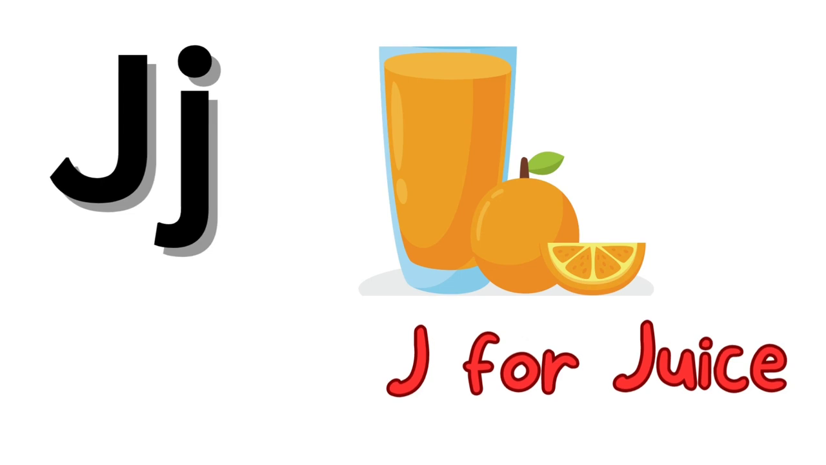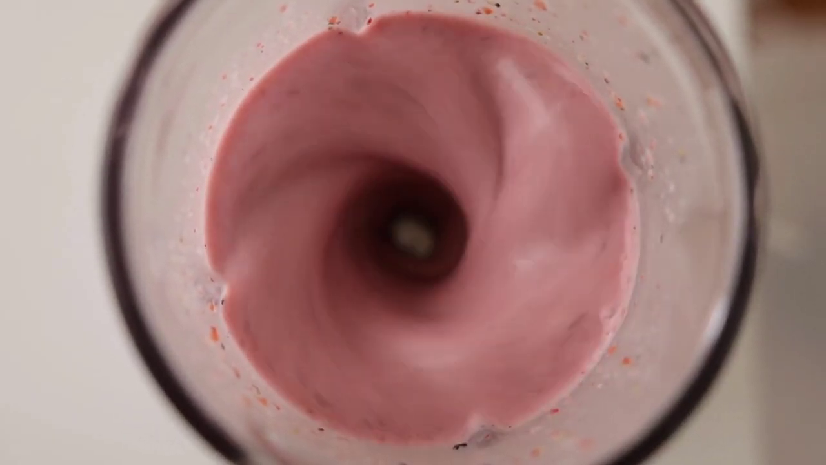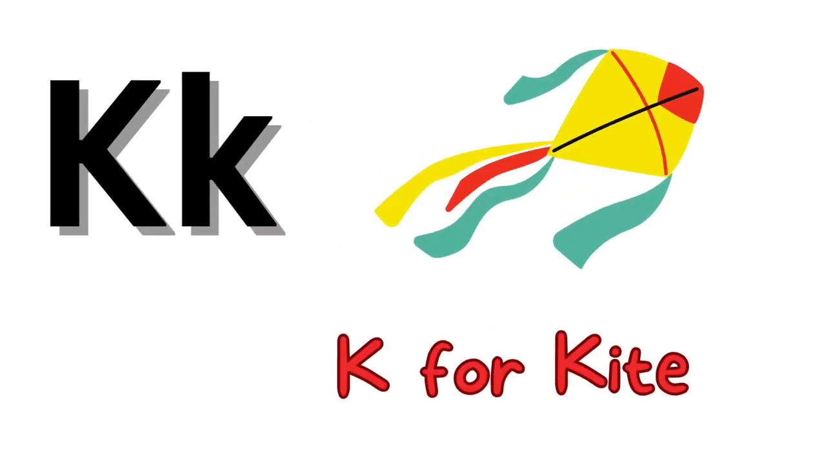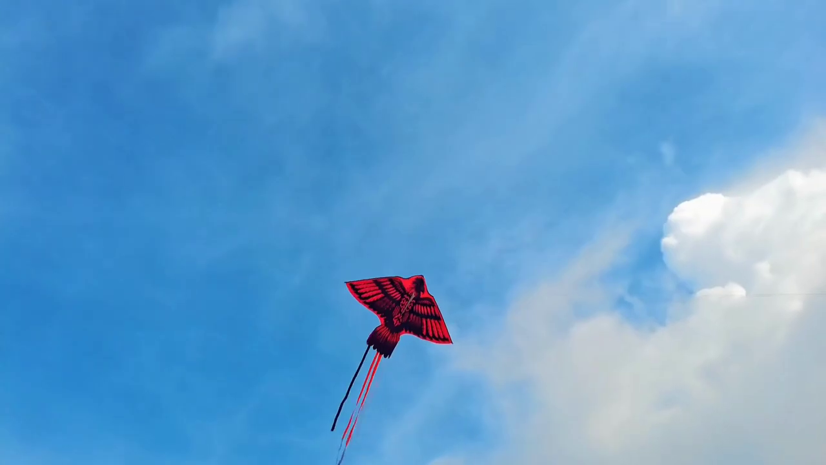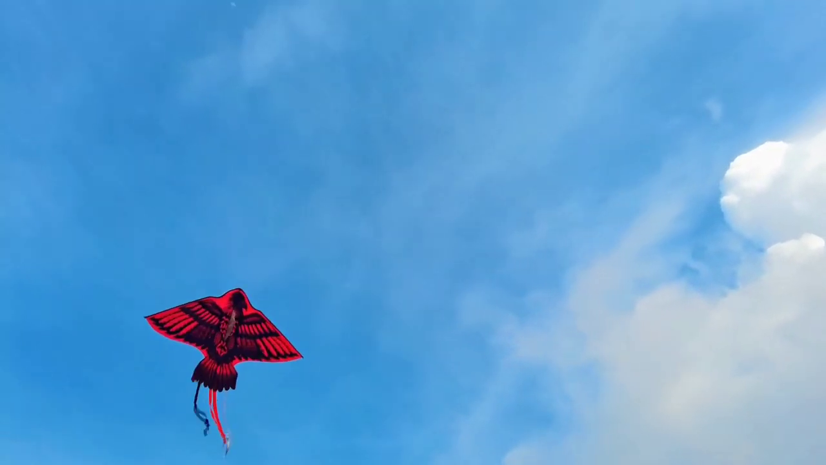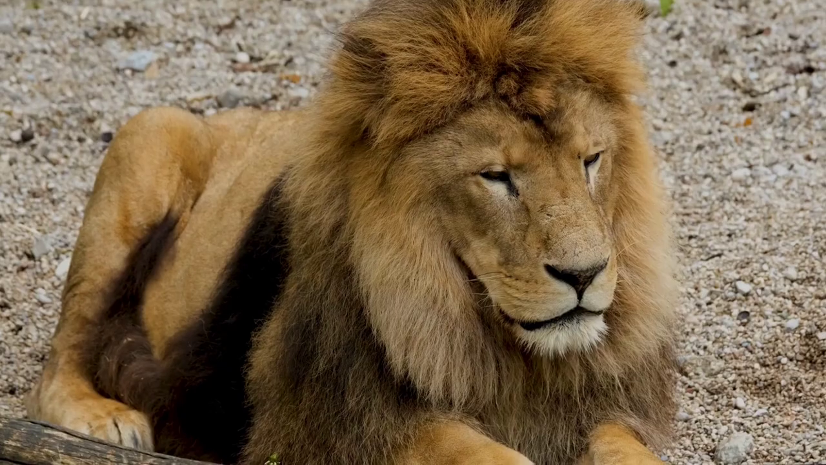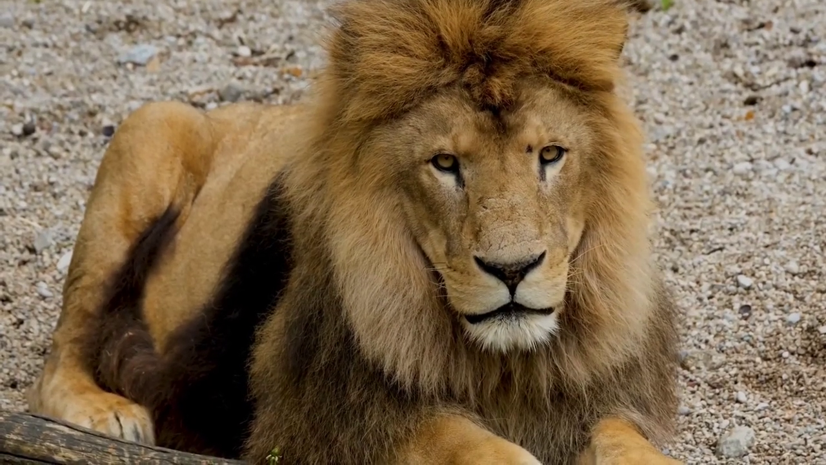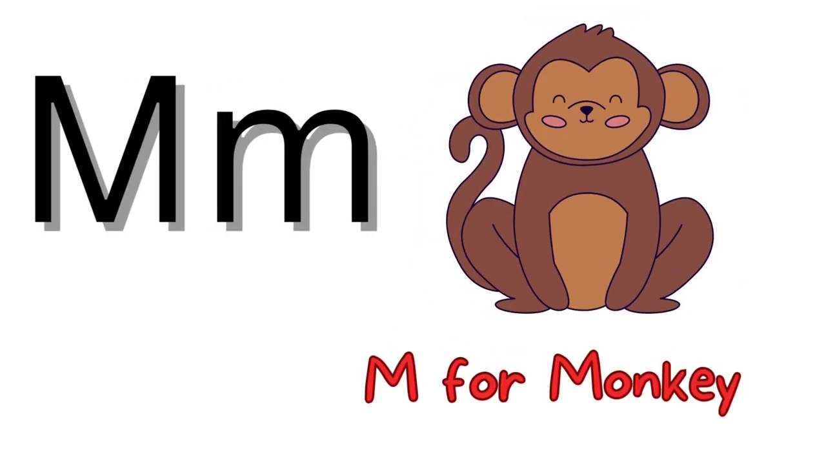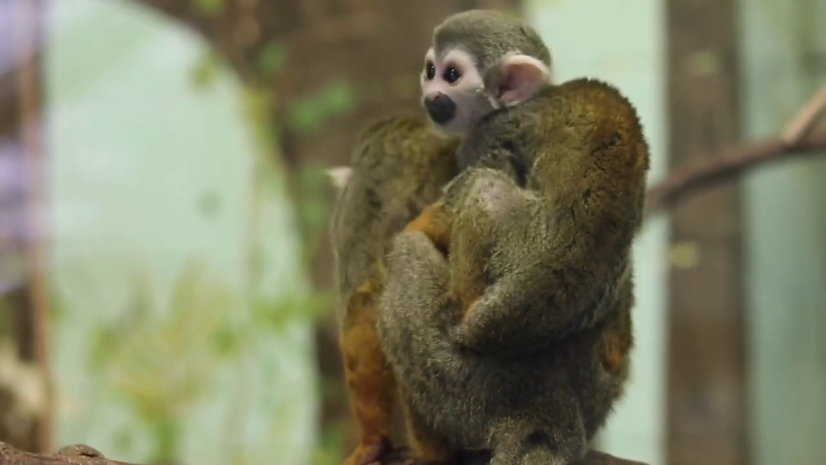J. J for juice. Juice. Juice. K. K for kite. Kite. Kite. L. L for lion. Lion. Lion. M. M for monkey. Monkey. Monkey.